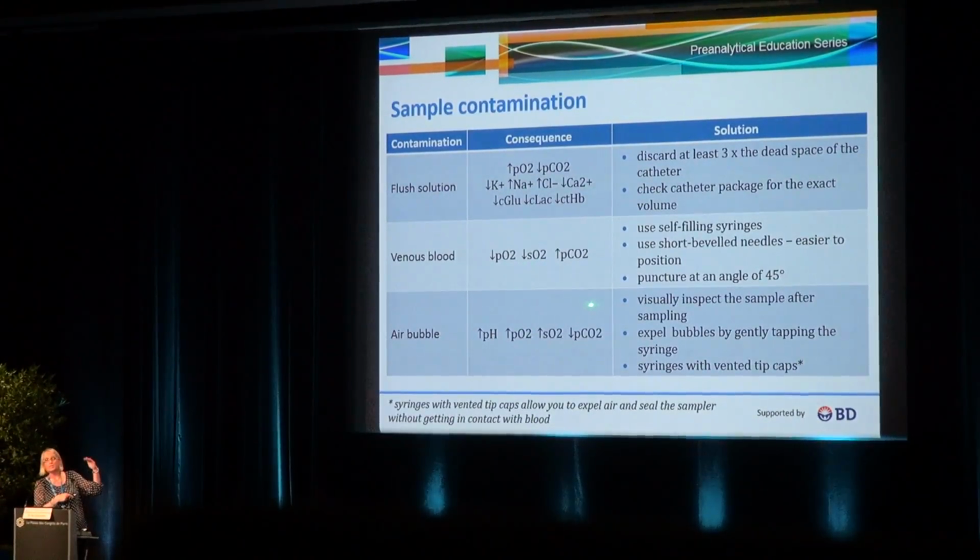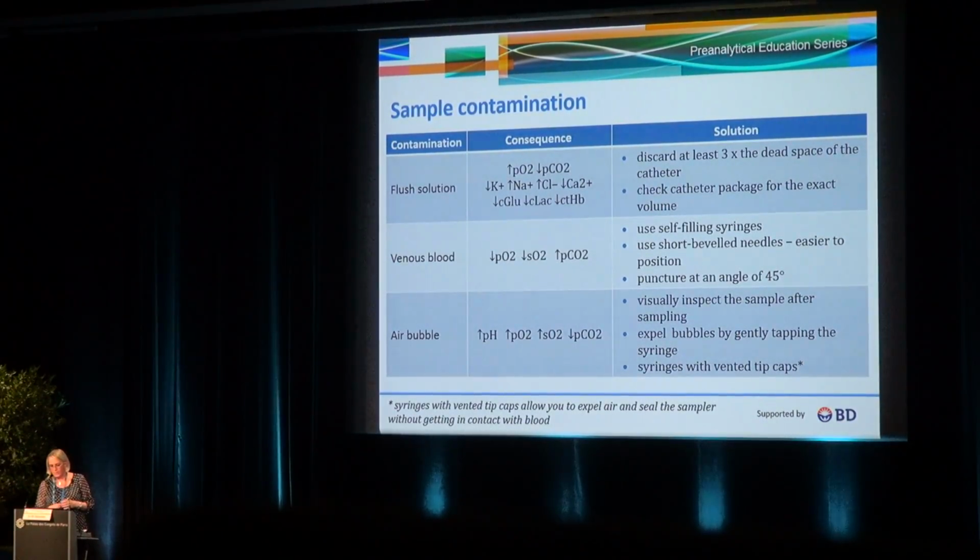Oxygen-related parameters decrease, so you will have a false decrease in oxygen-related parameters and an increase in carbon dioxide. So what you can do to prevent this kind of error is use self-filling syringes. Those syringes fill due to the high pressure of arterial blood, and they will not fill easily if you puncture a vein. You can also use short beveled needles because they are easier to position within the artery.